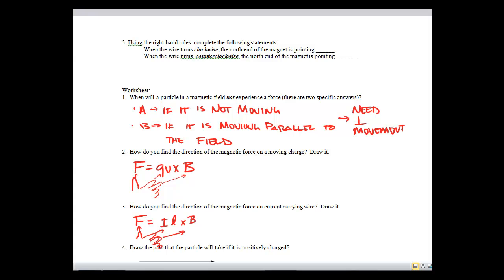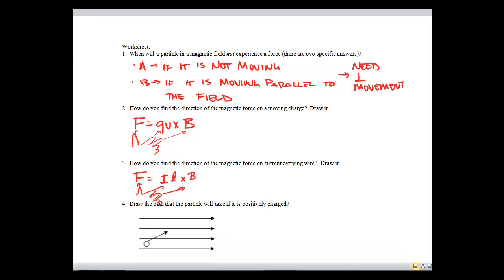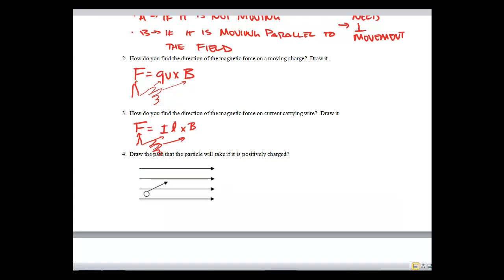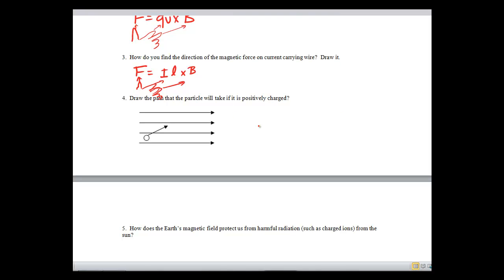So, let's do some examples of that. Here we have two components to our velocity. We want to know the path that the particle will take. So, velocity in this direction, we have a velocity, and we'll call it V parallel to the field, and we have V perpendicular. This guy has no force.